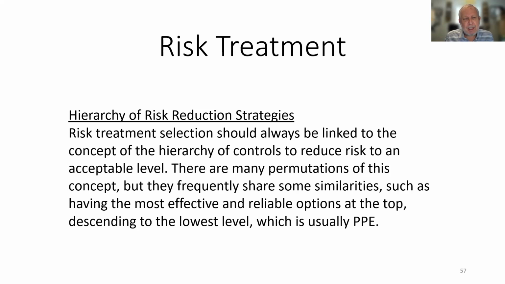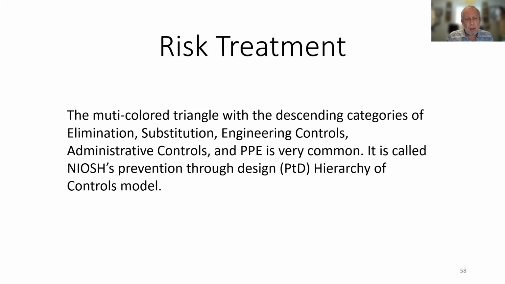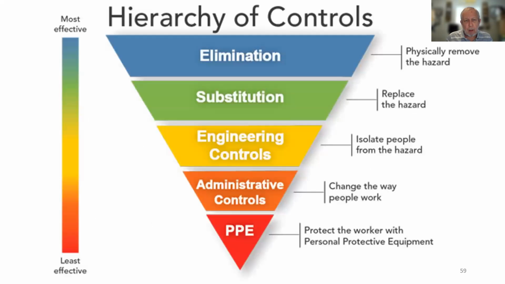There are many permutations of this concept, but they frequently share some similarities, such as having the most effective and reliable option at the top, descending to the lowest level, which is usually PPE. The multicolored triangle with the descending categories of elimination, substitution, engineering controls, administrative controls, and PPE is very common. It's called NIOSH's Prevention Through Design Hierarchy of Controls model. And you may have seen this before.